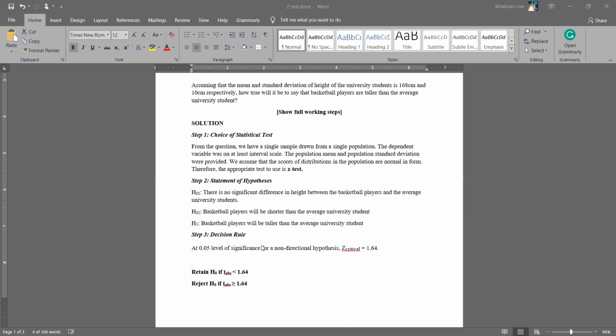And for us to read the table in the first place, we are supposed to know three key things. But with z-test, we need only two of the things. So for now, I'll highlight only two of the things we need. Under z-test, for us to find this critical value, we need to know the level of significance. And you know the level of significance should either be 0.05 or 0.01.